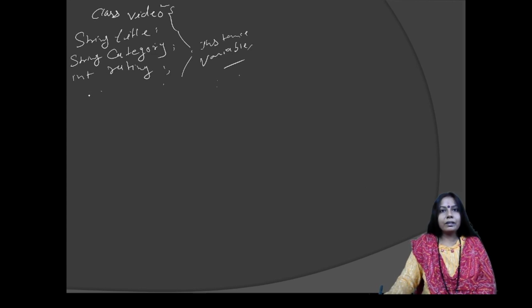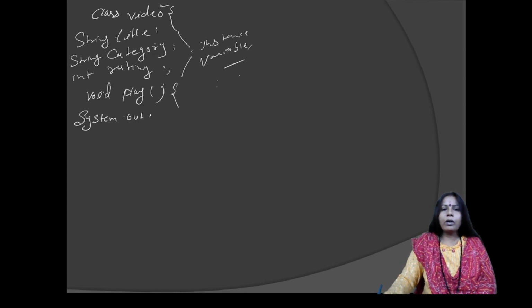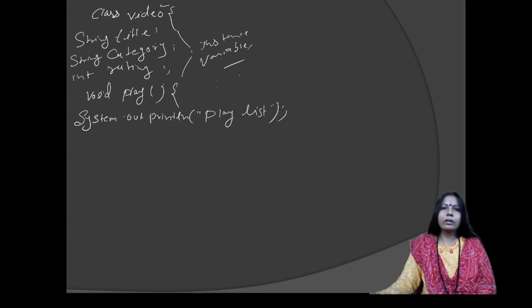Now think about method. What method will we have to use here? So simple. Here I use void play. According to your requirement, you may also use any other method. And inside this method, I need to print System.out.println playlist. Now this closing is for method and this closing for class.